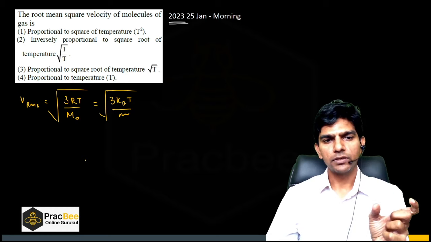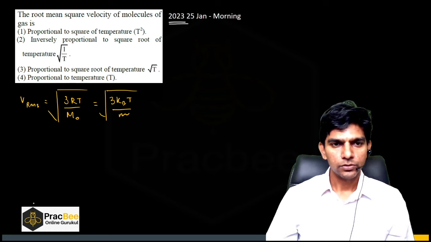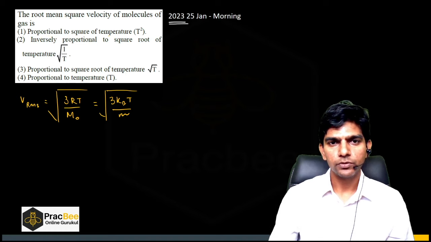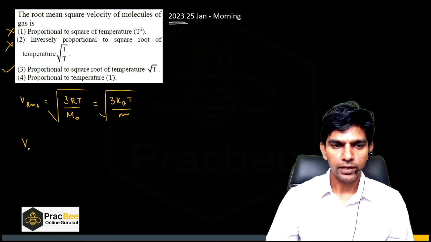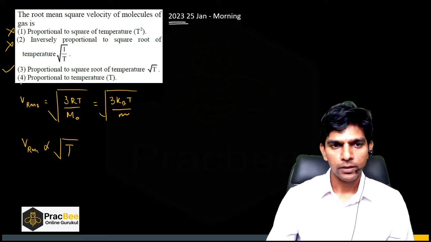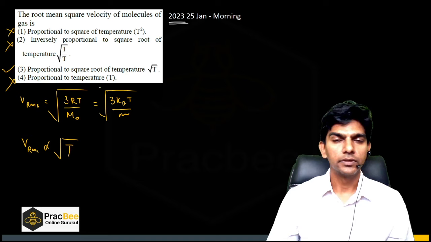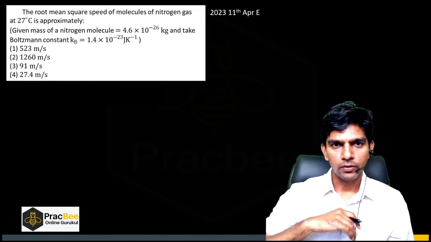So can you see, Vrms depends only on temperature for a given type of gas. Option 1 states that it is proportional to the square of the temperature. Option 1 is incorrect. Option 2 is also incorrect. Option 3 says proportional to the square root of the temperature. We can clearly see that Vrms is directly proportional to the square root of the temperature. Option 4 is again incorrect; it says proportional to the temperature. So option 3 is the right answer. Now let us see another question.